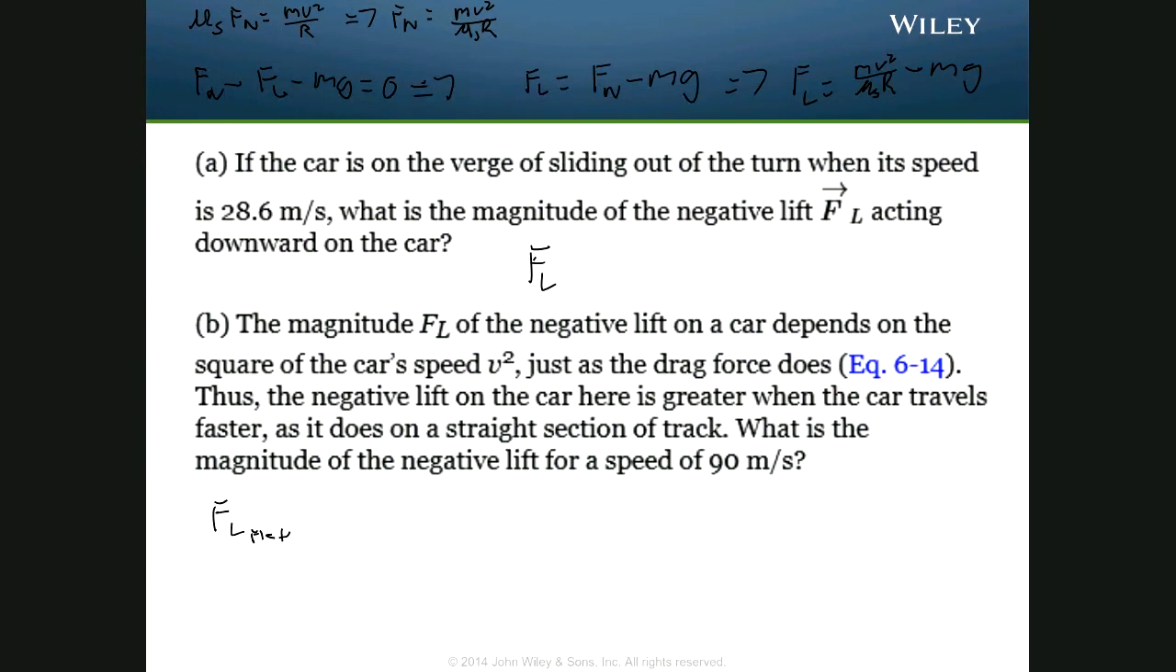US is 0.75, the coefficient of static friction. Now you want to be careful if you try making that r go to infinity for a straight curve, things don't go well. It's not helpful.